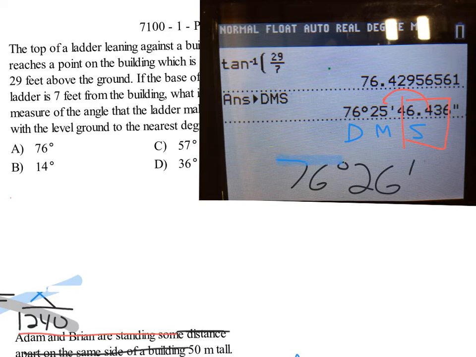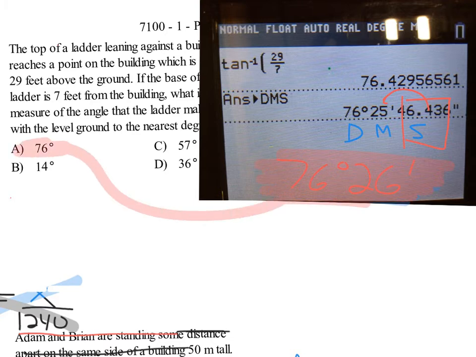Now this particular question here said, what is the answer to the nearest degree? So that would be 76 degrees. But anytime we find an angle on an exam, we always round to the nearest minute.